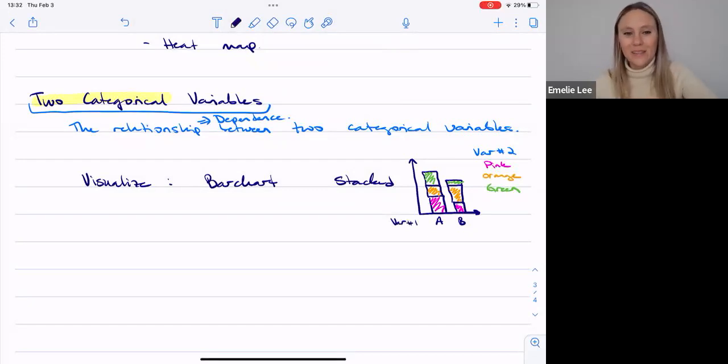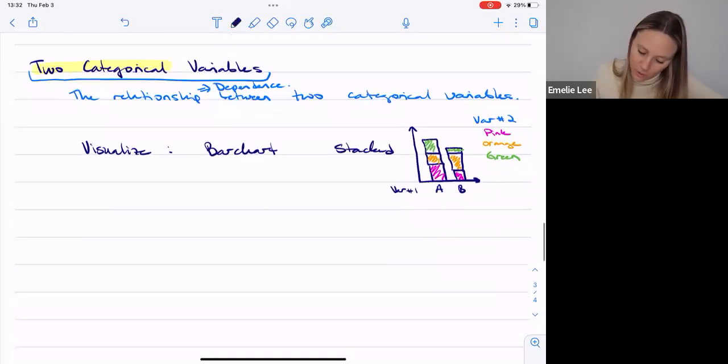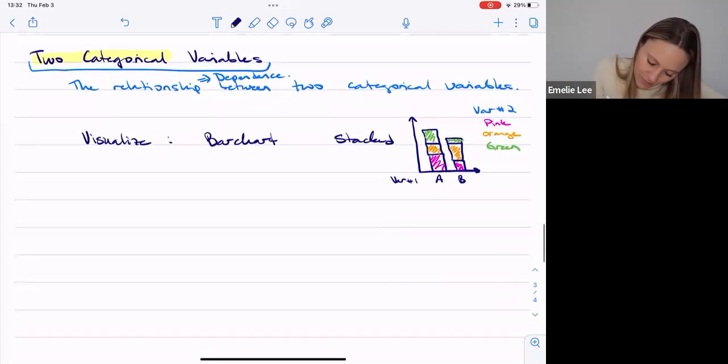So now, what would this look like if I had to summarize it? Then it would look like a 2x3 table, right? I would have variable 1 with category A and category B, and then I would have variable 2, pink, orange, green, that kind of thing. Okay. So that's a stacked bar chart, or I can have a side by side.